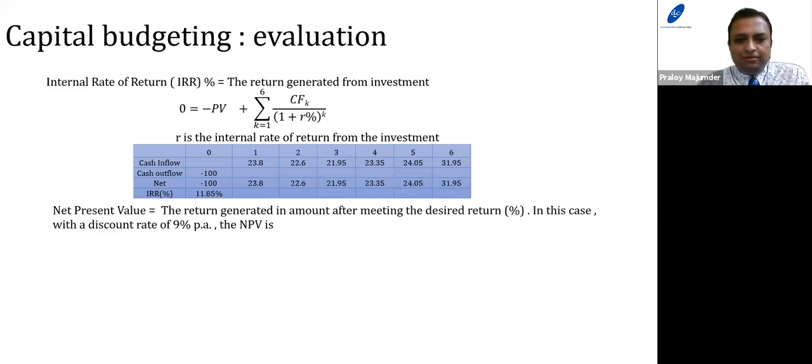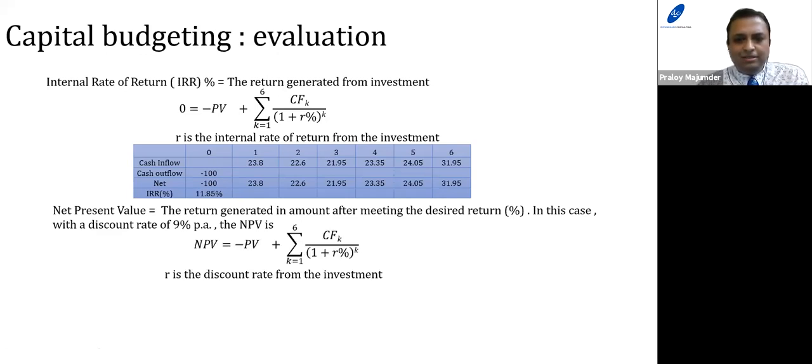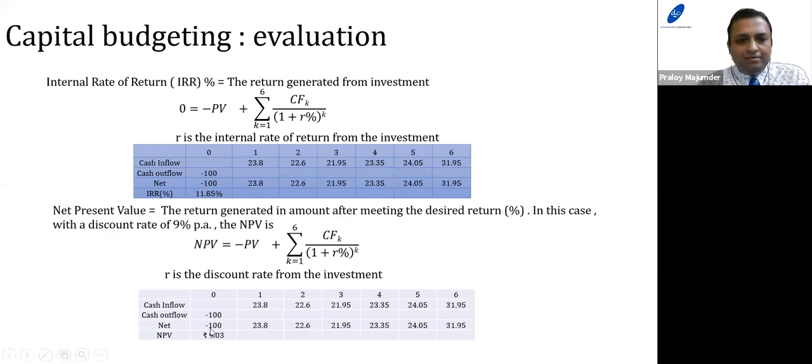Now, net present value, the return generated in amount after meeting the desired return, in this case with a discount rate of 9%. Now this is an NPV formula. So always remember, in the case of an NPV, we have to give the discount rate. So here the NPV at 9% of the same cash flow is giving you 9.03 lakhs of rupees. Now the meaning of internal rate of return is that how much the business is generating. The meaning of NPV is that how much extra amount the business is generating after meeting the discount rate. So this is called the IRR and NPV.